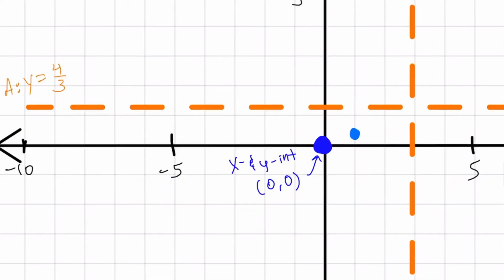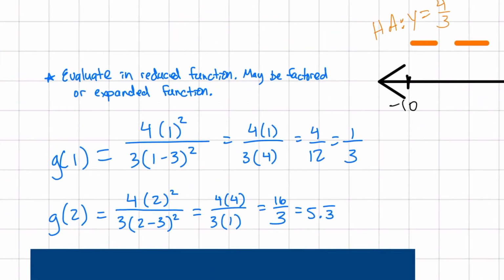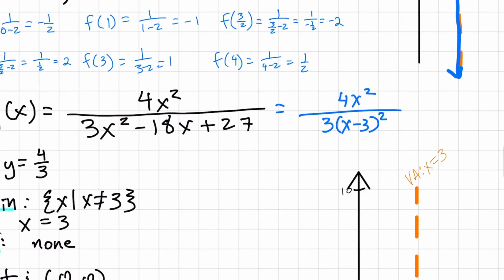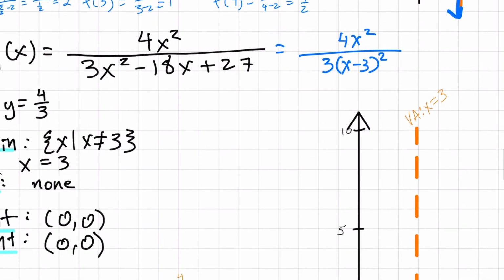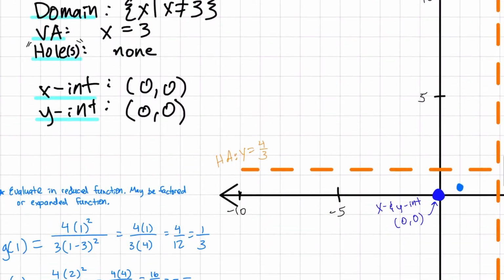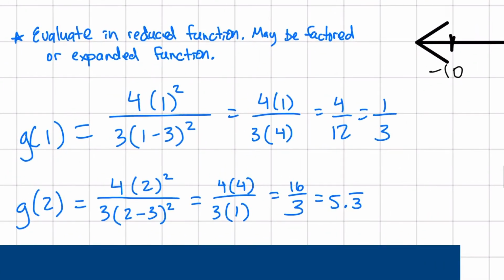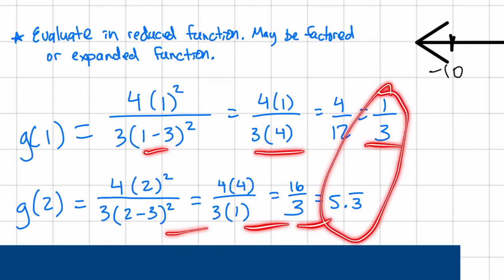which leads me to pause for 1 sec to go back and go, okay, did I do everything right? My function is 4x squared over 3 times x minus 3 squared. And I look at this, and I double check all my math, and yep, this is correct, right?